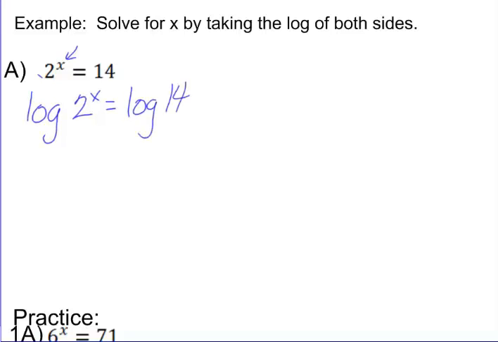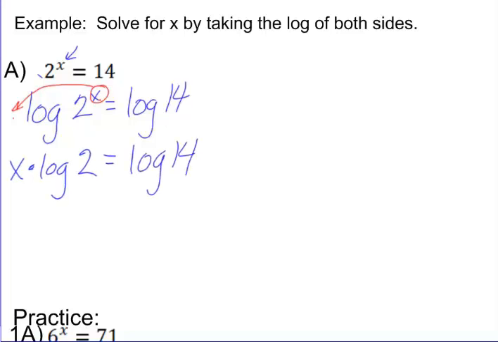Now, you could do log of that base, okay? That's one way to do it. Or you could just do a log base 10. Typically, we just do log base 10s, okay? Because there are other properties that help get the exponent out of the top of that power function. So remember the power property that says you can take the exponent and put it in front. So that's what we do. X times log of 2 equals log of 14.